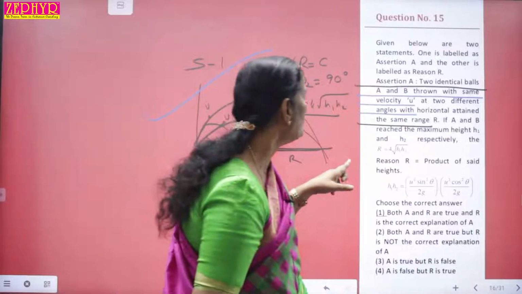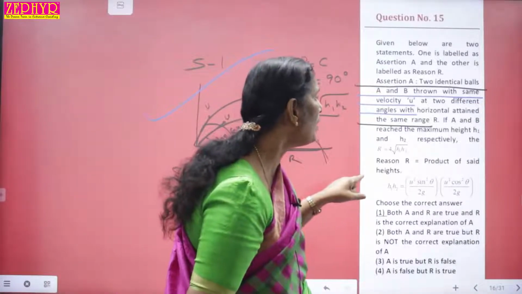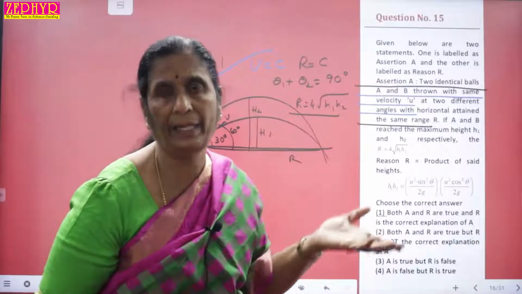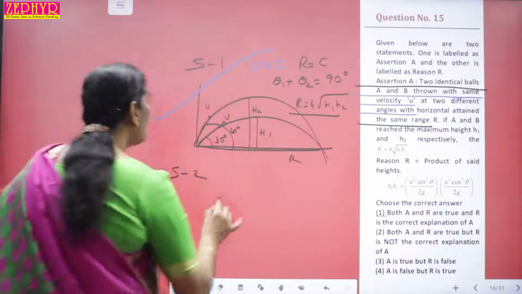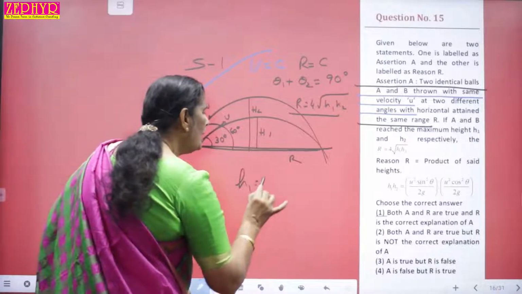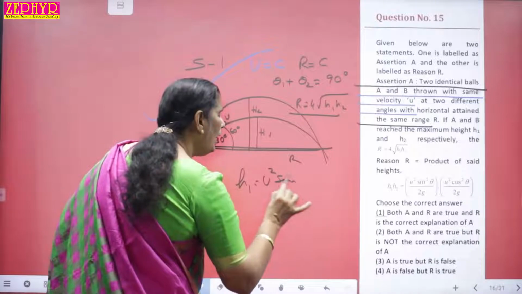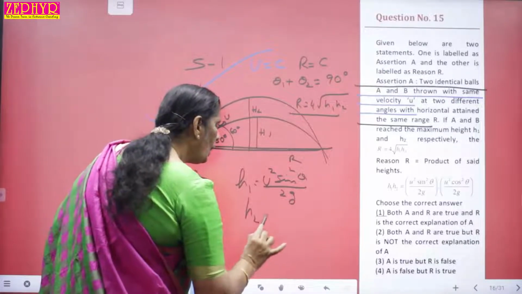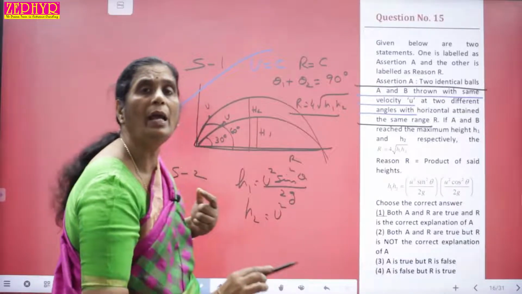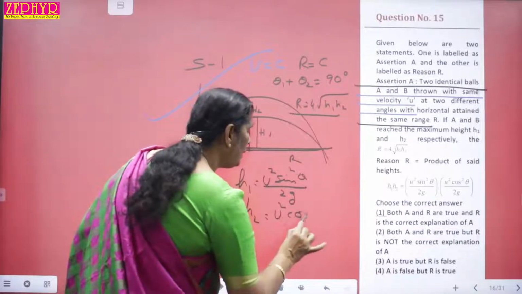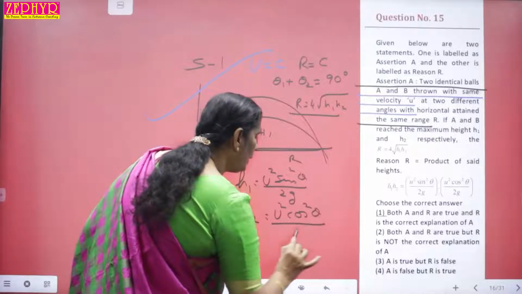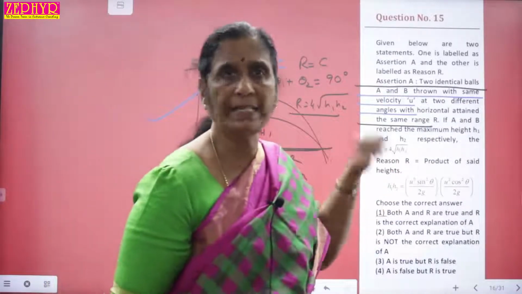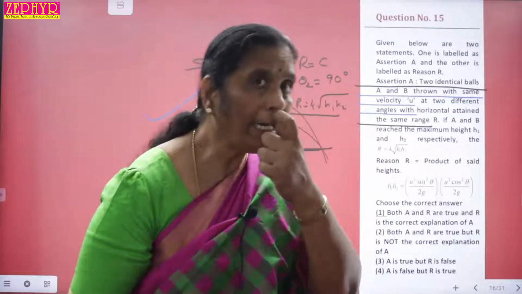Second statement is product of said heights. That is, he is explaining the product of heights, that is h1 h2. So what is h1? How do you write h1? U square sin square theta by 2g. And how do you write h2? U square sin square 90 minus theta. How do you write 90 minus theta? Cos square theta by 2g. This product, when you multiply, LHS and RHS will come equal. That's what he is telling.